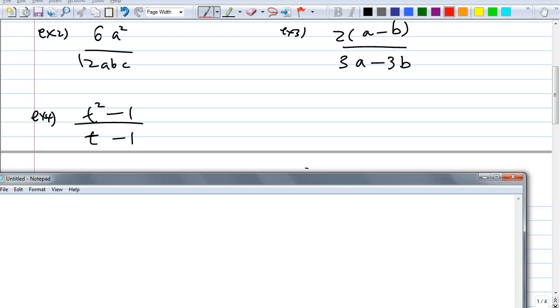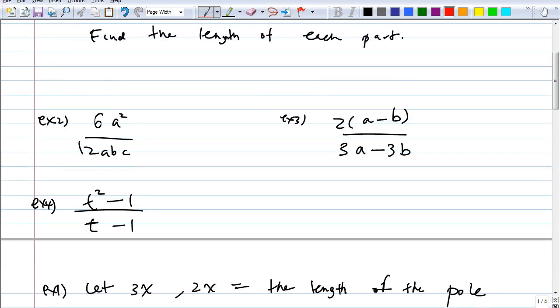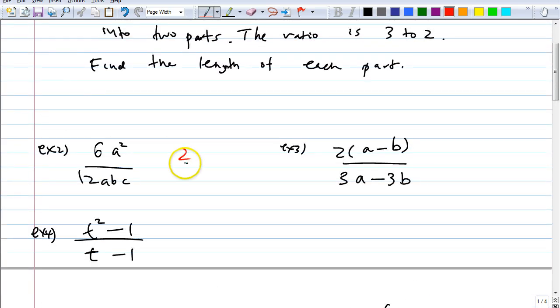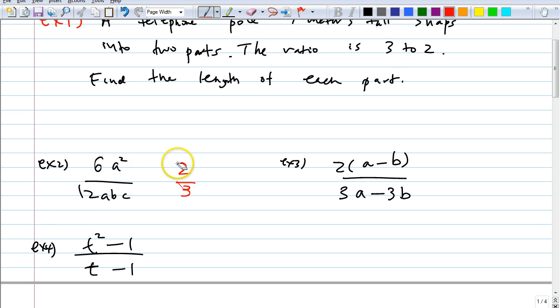How about, Yvette, what did you get for 2? 2 over 3. How many people agree? But for the other one, yes. A over 2BC. How many people agree? Good. What about example 3? Is that 2/3? Because on the bottom you can factor out that 3. Okay. What about example 4?